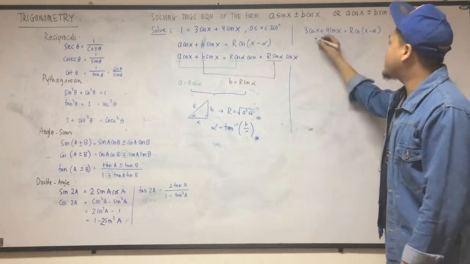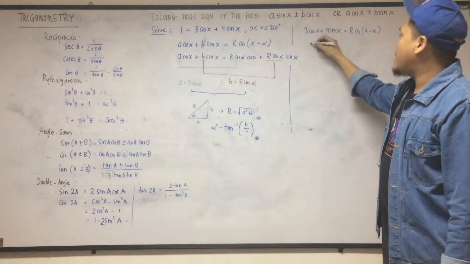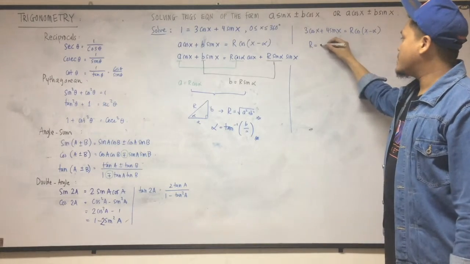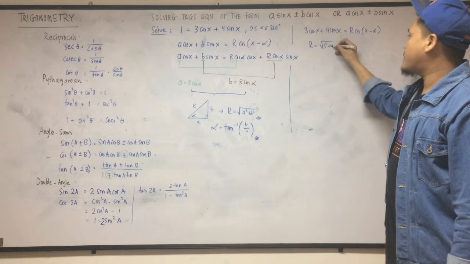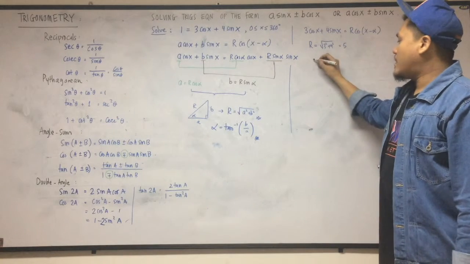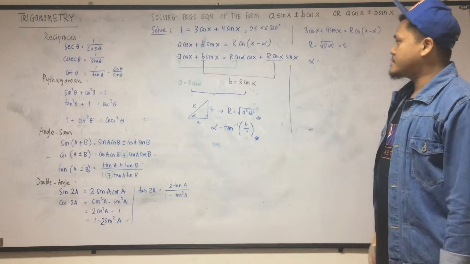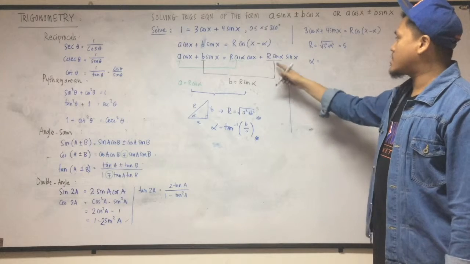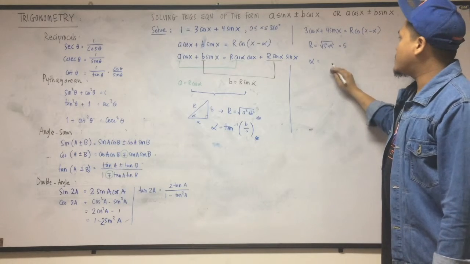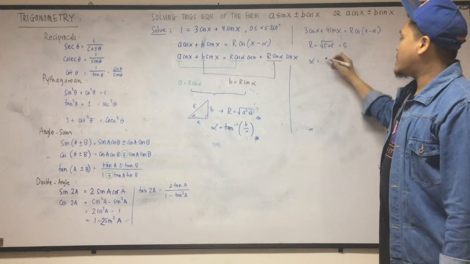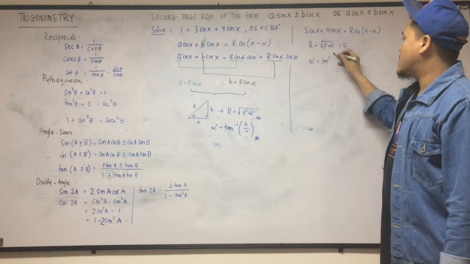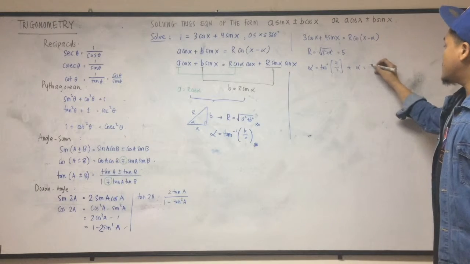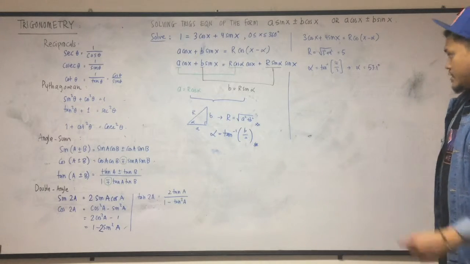So therefore, using this formula, r is equal to the square root of 3 squared plus 4 squared, you get 5. And then your alpha is equal to what? What's your b, what's your a? b is r sine alpha, so r sine alpha would be this, right? So alpha is tan inverse of 4/3, so alpha will be equal to 53.1 degrees.